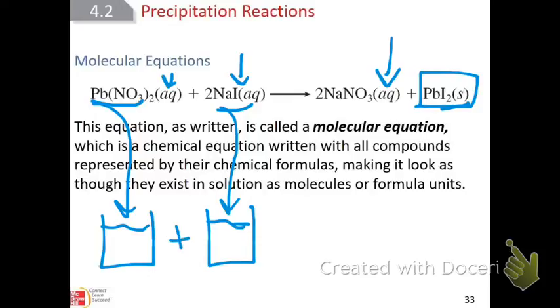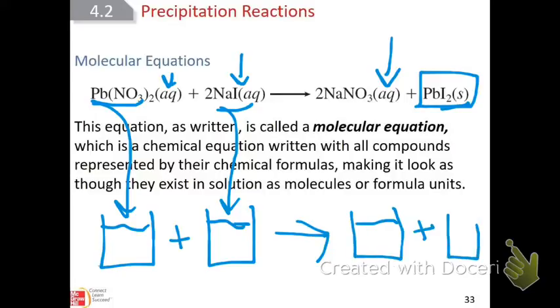But when you pour them together, this one stays nice and clear. But this one, when you do it, it forms a precipitate, and that precipitate settles to the bottom. And when it settles to the bottom, it's no longer floating around.